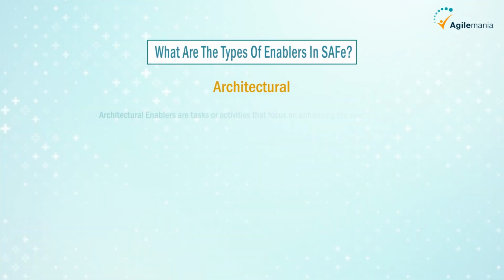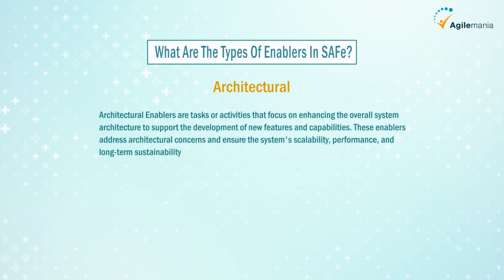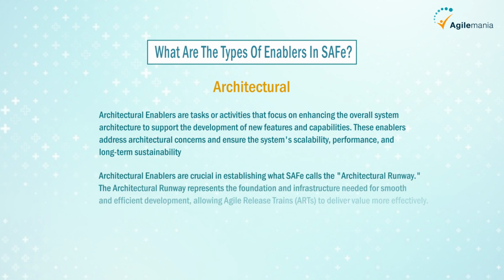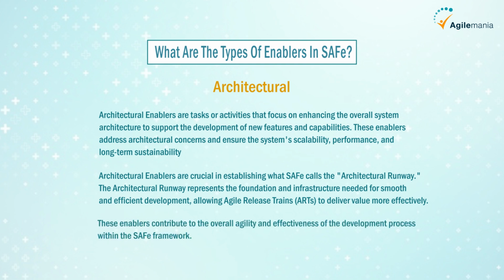Next is architectural. Architectural enablers are tasks or activities that focus on enhancing the overall system architecture to support the development of new features and capabilities. These enablers address architectural concerns and ensure the system's scalability, performance, and long-term sustainability. Architectural enablers are crucial in establishing what SAFe calls the architectural runway. The architectural runway represents the foundation and infrastructure needed for smooth and efficient development, allowing agile release trains, ARTs, to deliver value more effectively. These enablers contribute to the overall agility and effectiveness of the development process within the SAFe framework.